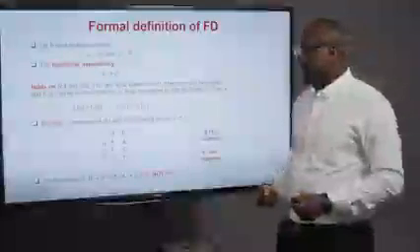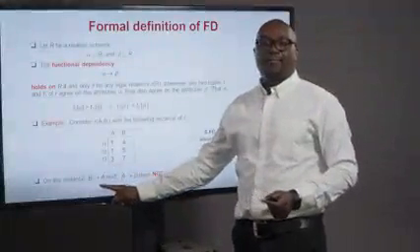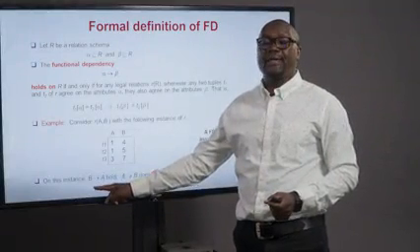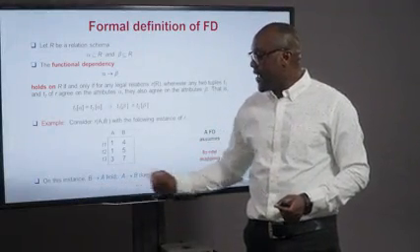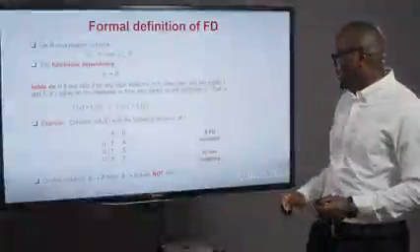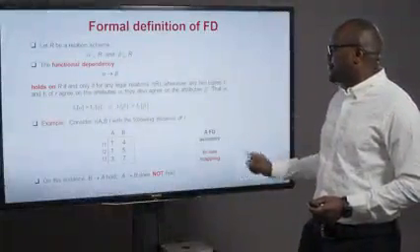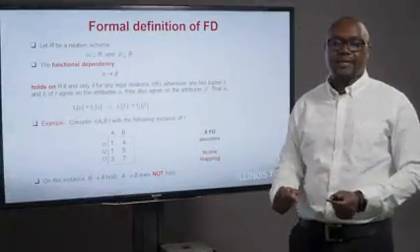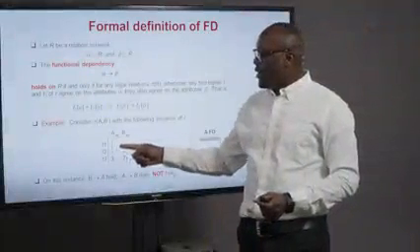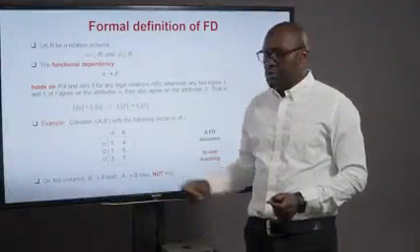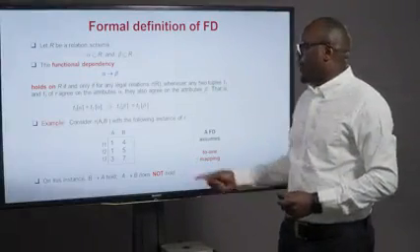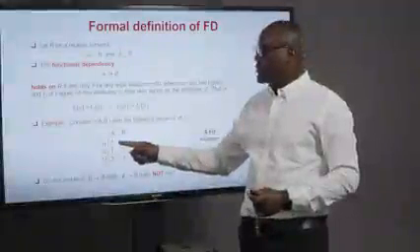However, B pointing towards A, or B functionally determines A, holds. How is it possible? When you look at B, the values are unique. They're all unique, and they all point towards one mapping. For example, 4 is pointing towards 1.